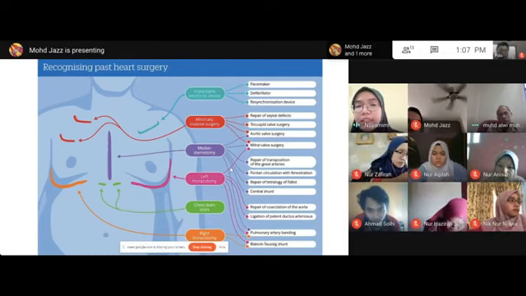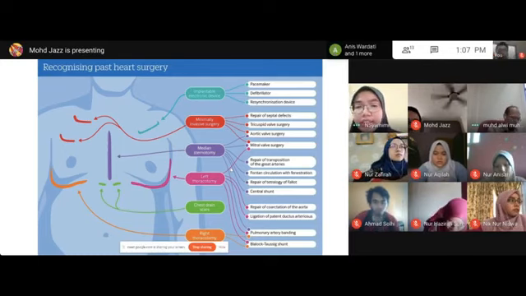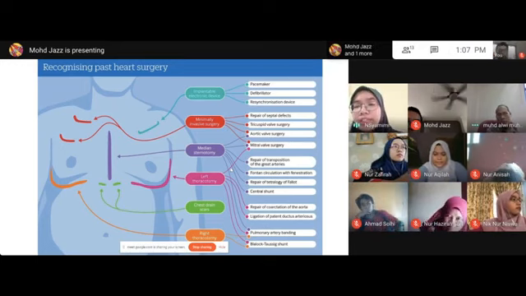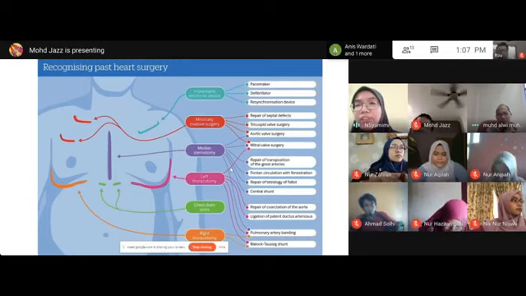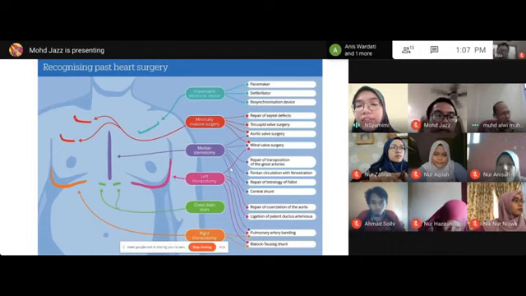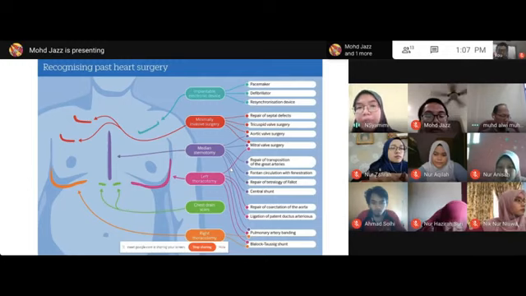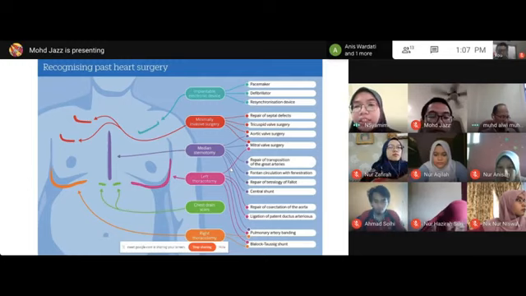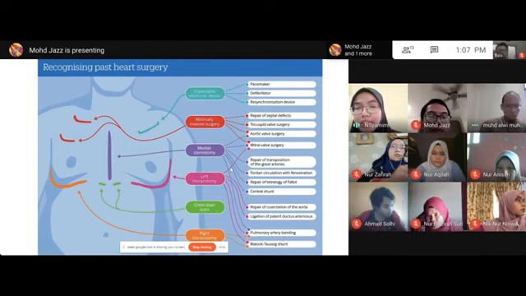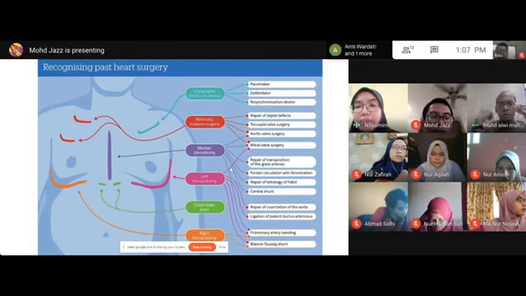Okay, and then the second one is ligation of patent ductus arteriosus. Why do we do ligation of patent ductus arteriosus at the lateral left thoracotomy? Because like I mentioned before, the ductus arteriosus is located at the left side of the thorax. So we do the ligation of patent ductus arteriosus during infancy, and it is indicated if there is failure of indomethacin treatment to close the ductus arteriosus, or if there are signs and symptoms of congestive heart failure.